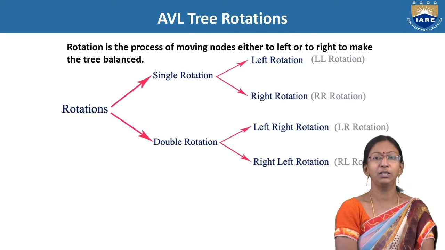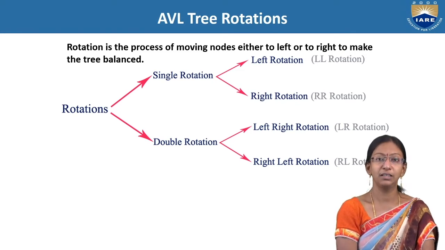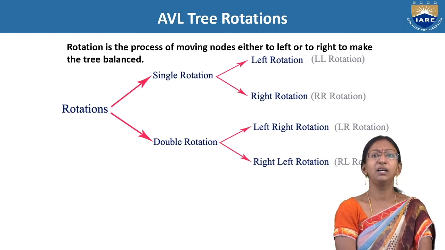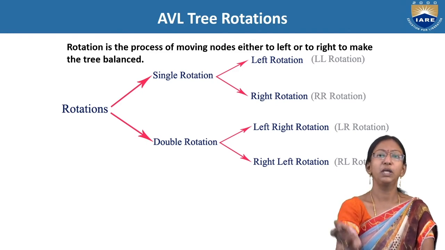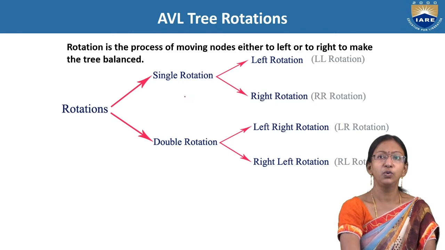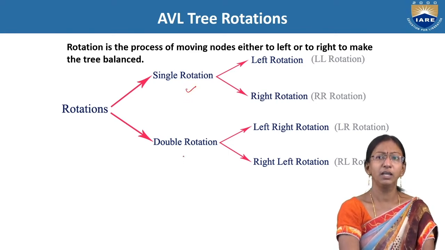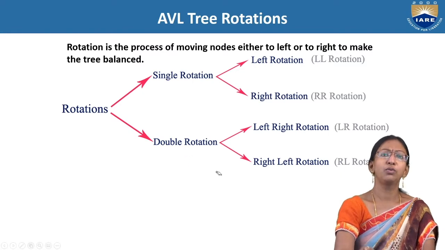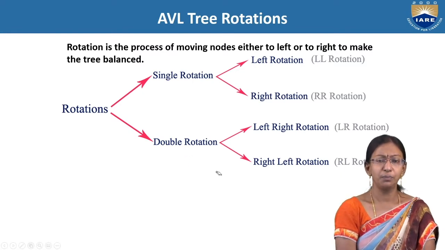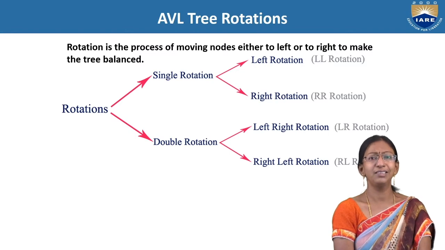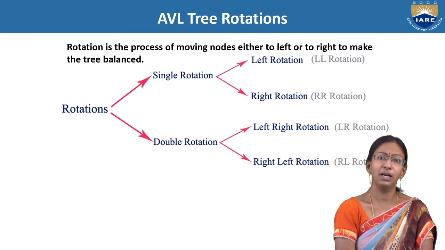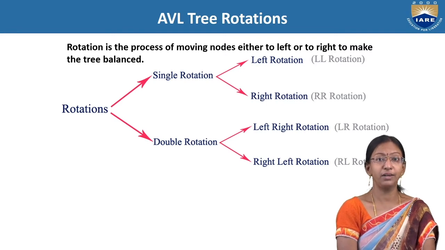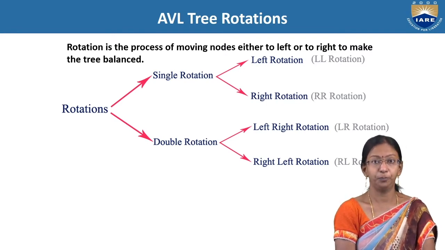We can rotate the data. That means rotation is nothing but rearranging the data. Please keep this in mind, rearranging the data. We can rearrange the data using single rotation or double rotation. Single rotation means rotating the subtree or the tree once towards left or right direction. So they are known as left rotation and right rotation respectively.